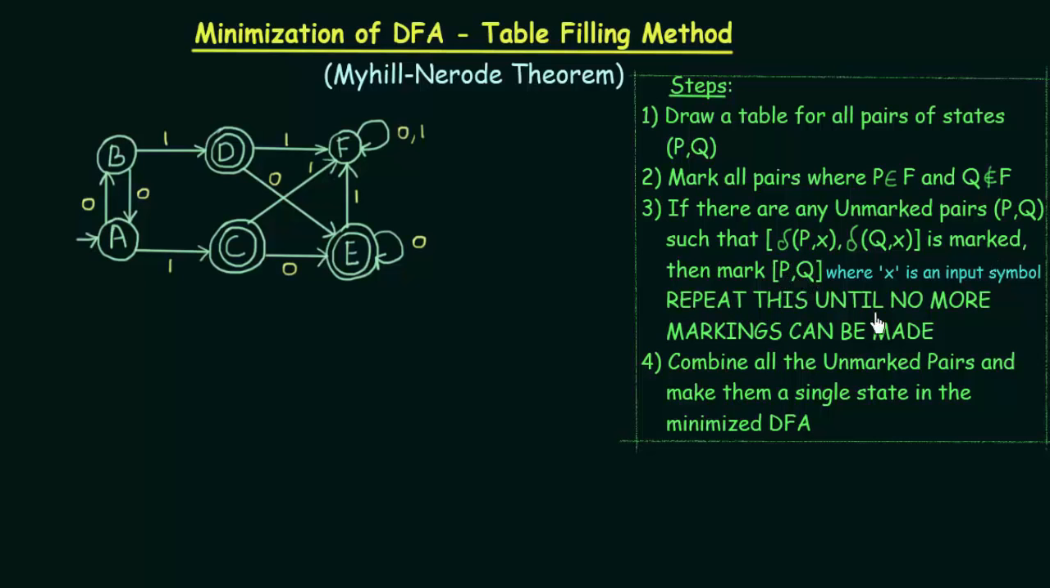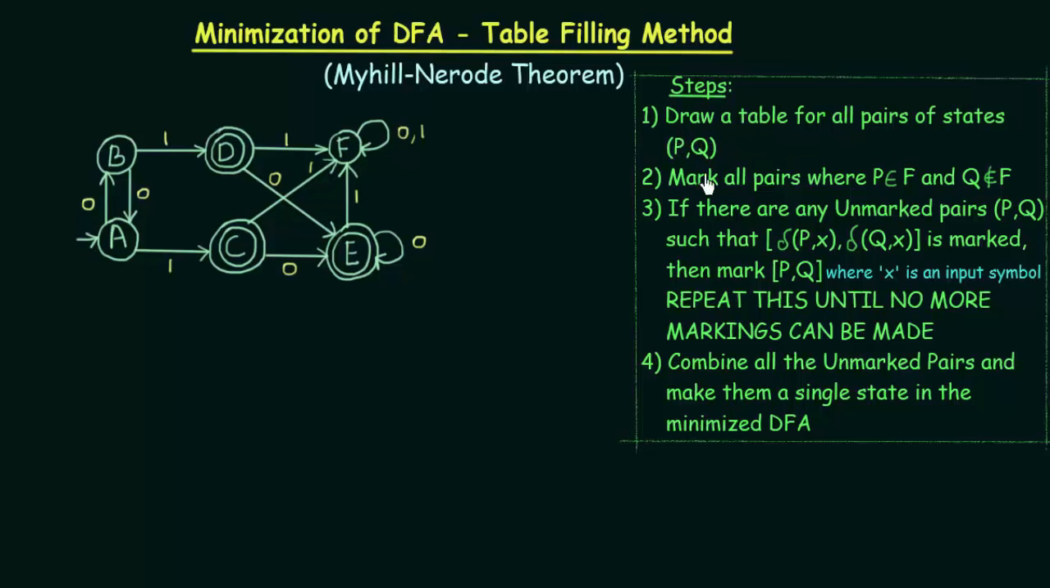And repeat this until no more markings can be done. So you have to repeat this process until you find that you cannot make any more new markings. And then the last step is to combine all the unmarked pairs and make them a single state in the minimized DFA. So these are the steps that we have to follow. Don't worry if it seems a little confusing right now, it will become clear to you when we solve this example. So let us do our first step, that is to draw a table for all the pairs of states PQ.